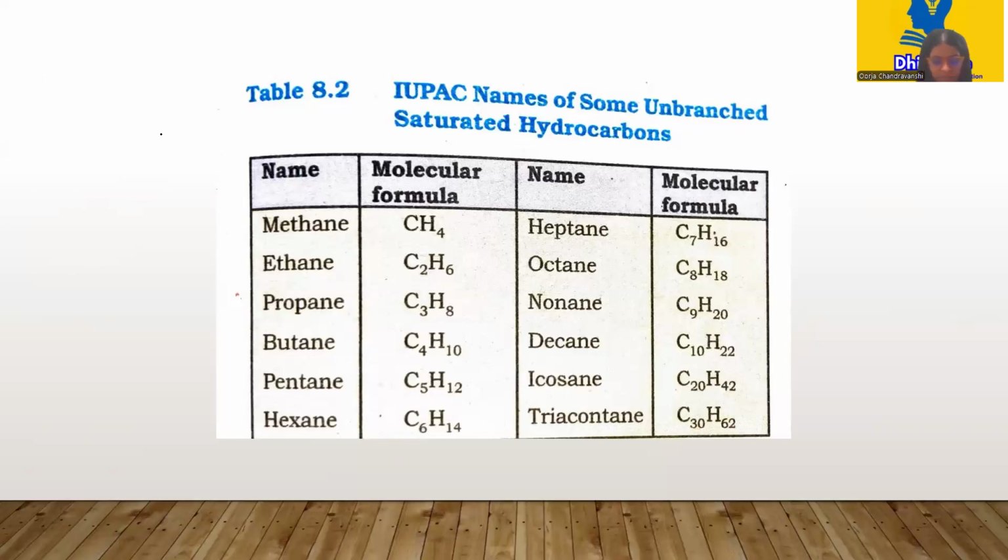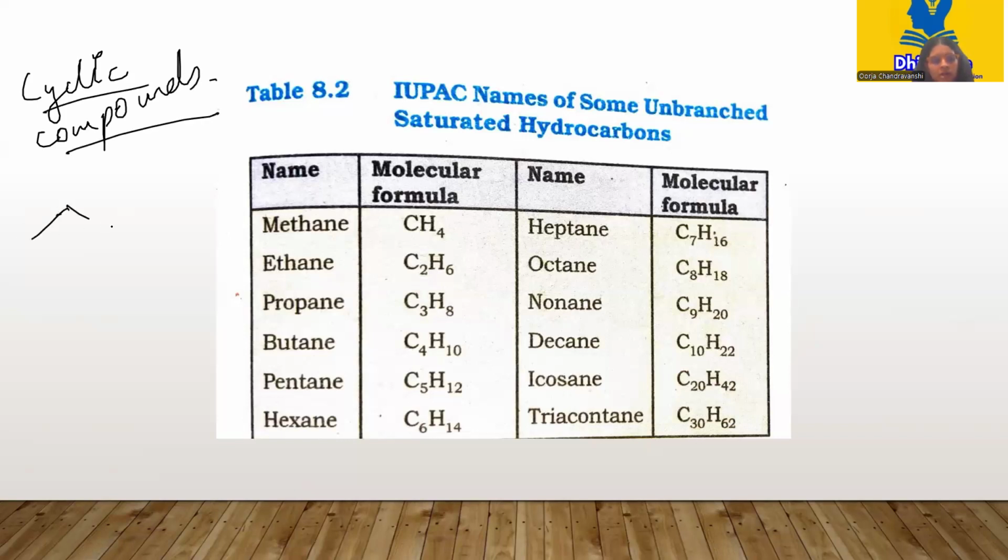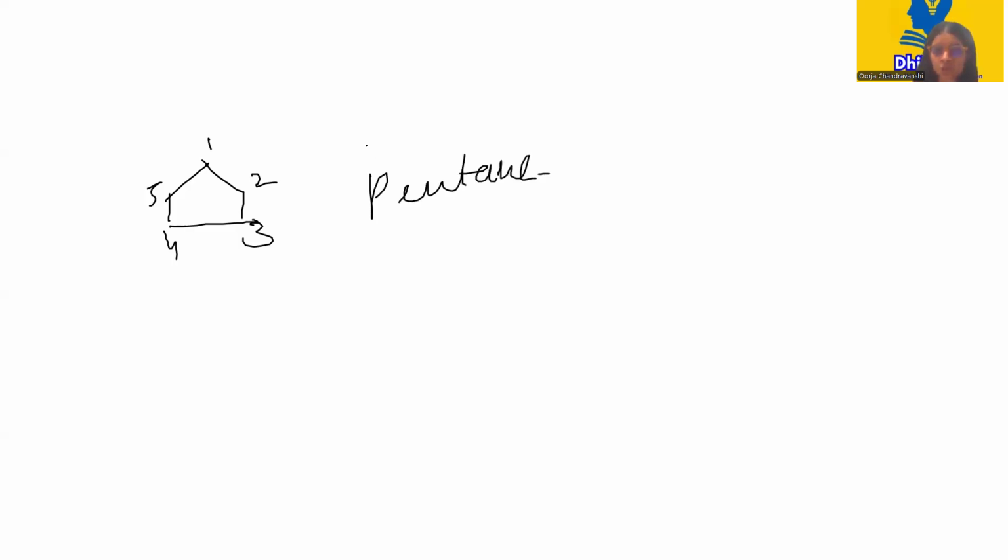Moving on, there are certain cases of cyclic compounds as well that we should be aware of. The naming is pretty much the same. If I have this, what is the way to name it? Let's take it here: 1, 2, 3, 4, and 5. Since there is no double bond, we can say it is a pentane. If it is a closed compound, it is called cyclopentane.